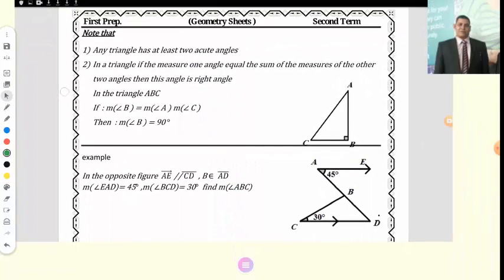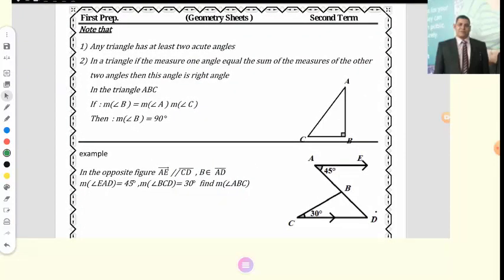Here we have some important remarks. Any triangle has at least two acute angles. If we have an acute-angled triangle, we have three interior acute angles. And if we have a right triangle, one of the three angles is right, and the two other angles are acute. And if we have an obtuse triangle, we have one obtuse angle and the other two angles are acute. So any triangle has at least two acute angles.